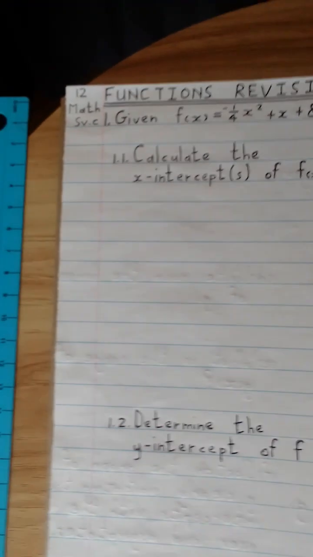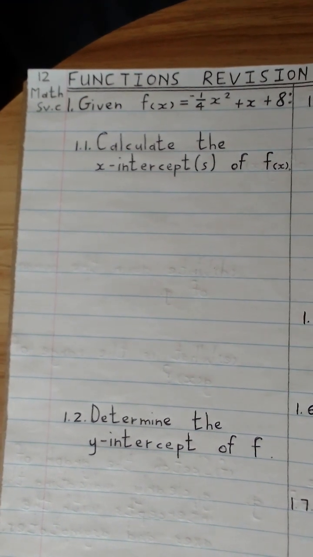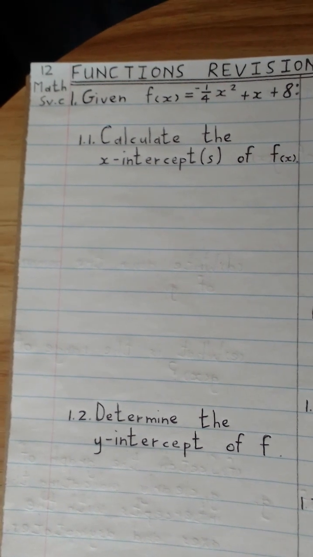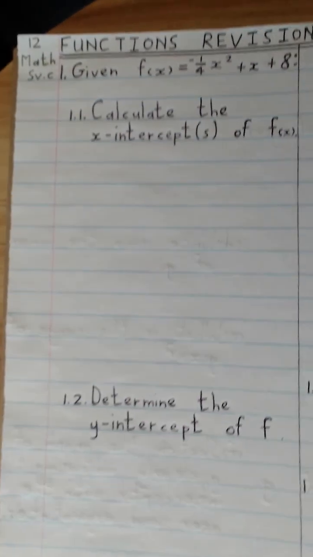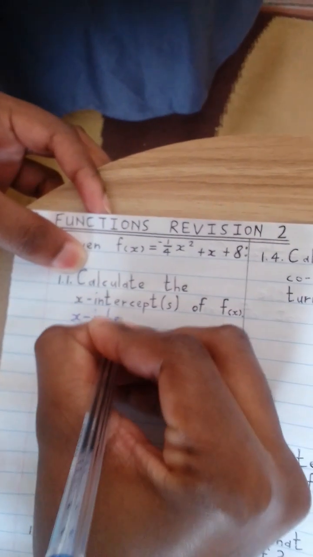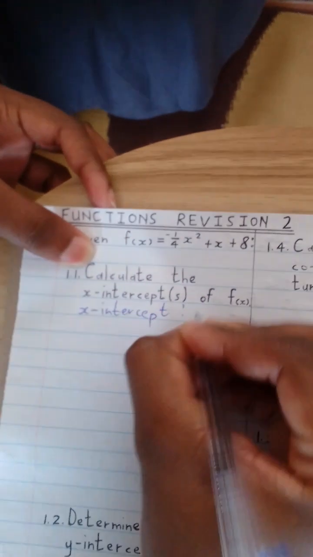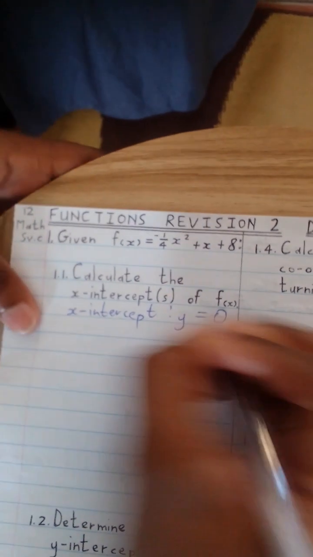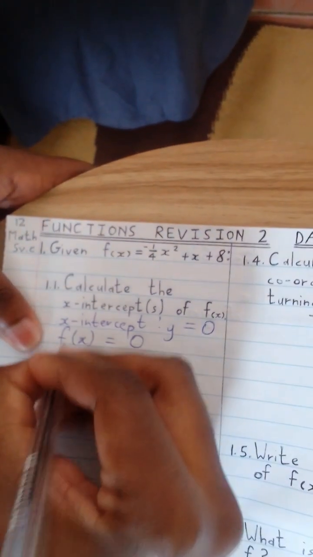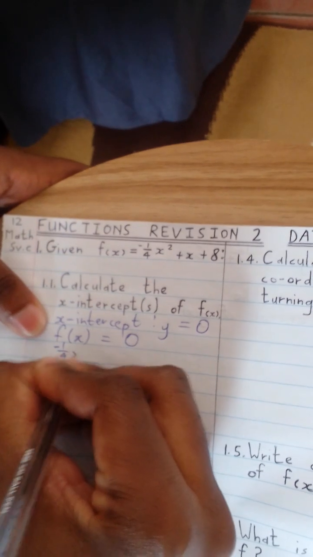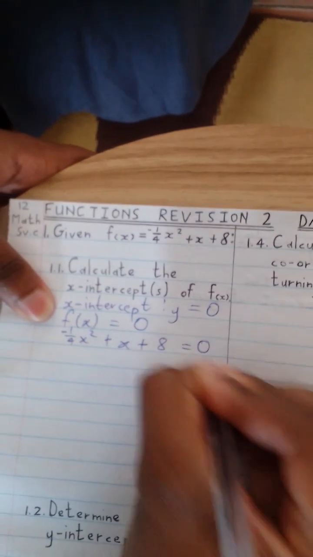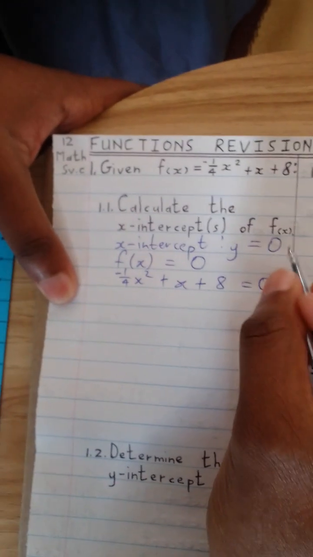Okay, so number 1 states, given f of x is equal to negative 1 over 4 x squared plus x plus 8. Calculate the x-intercept or x-intercepts of f of x. So as usual, for the x-intercept y is 0, so f of x is going to be 0. What is f of x? Negative 1 over 4 x squared plus x plus 8 is equal to 0. Divide everything by negative 1 over 4.